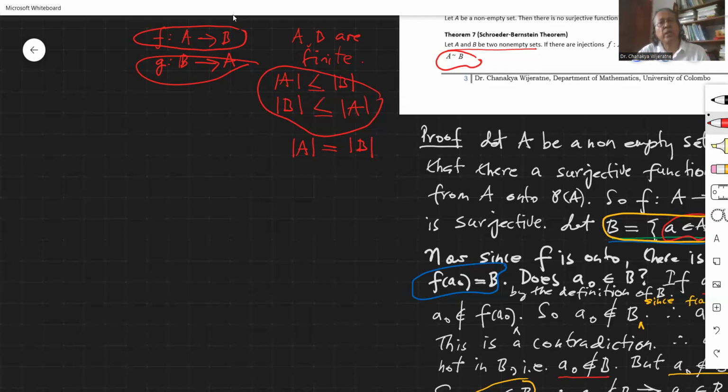But what happens when A and B are infinite? Then we cannot give this argument, right? We cannot give this argument, so we have to come up with a different argument, right? So I want you to pause and think, right? And then I will discuss the proof of this. So pause and think, okay?